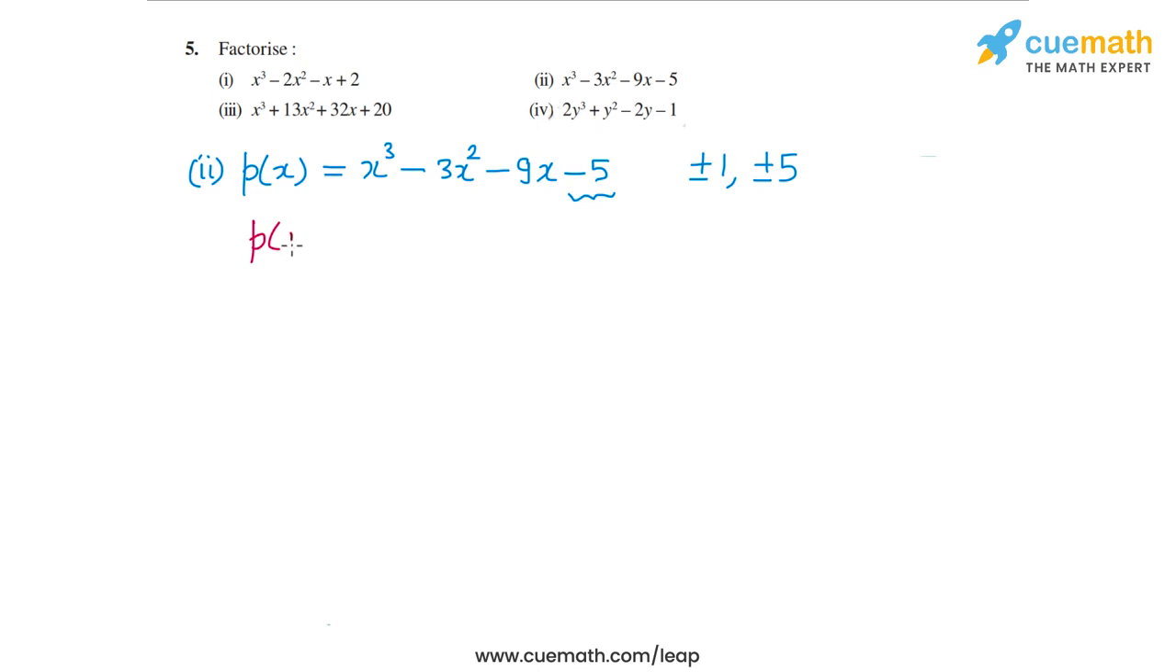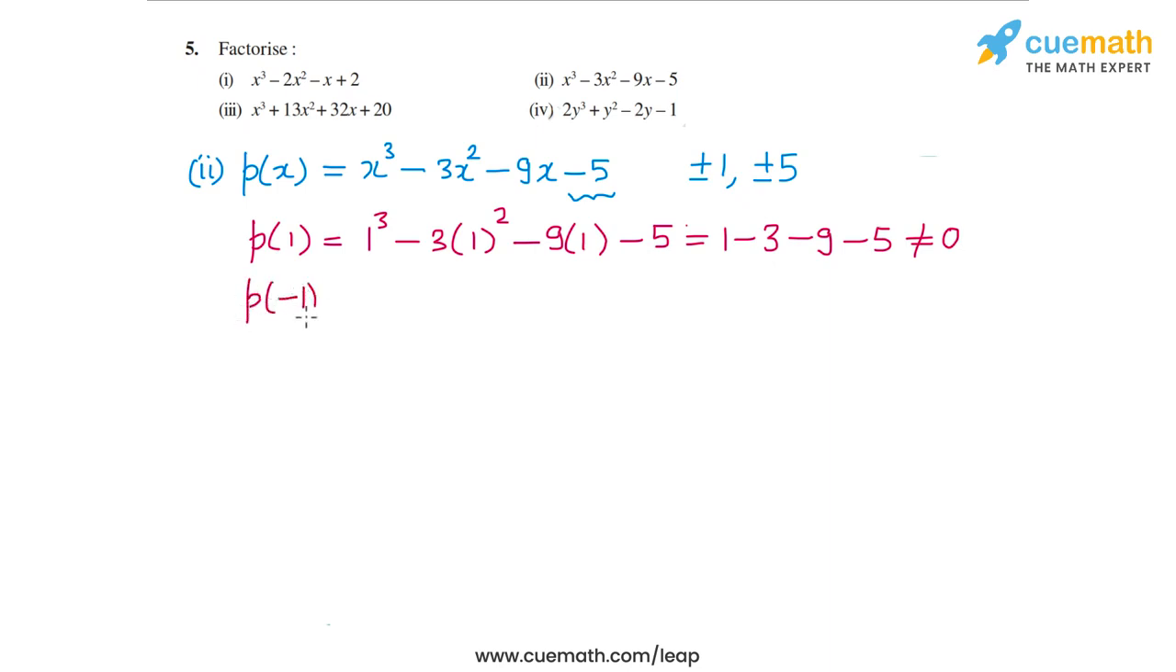So p of 1 will be equal to 1 cube minus 3 times 1 square minus 9 times 1 minus 5. So what is this? This is equal to 1 minus 3 minus 9 minus 5. So this is clearly not equal to 0, which means that x minus 1 is not a factor of p(x). Now let's try p of minus 1. So p of minus 1 will be equal to minus 1 cube minus 3 times minus 1 square minus 9 times minus 1 minus 5.